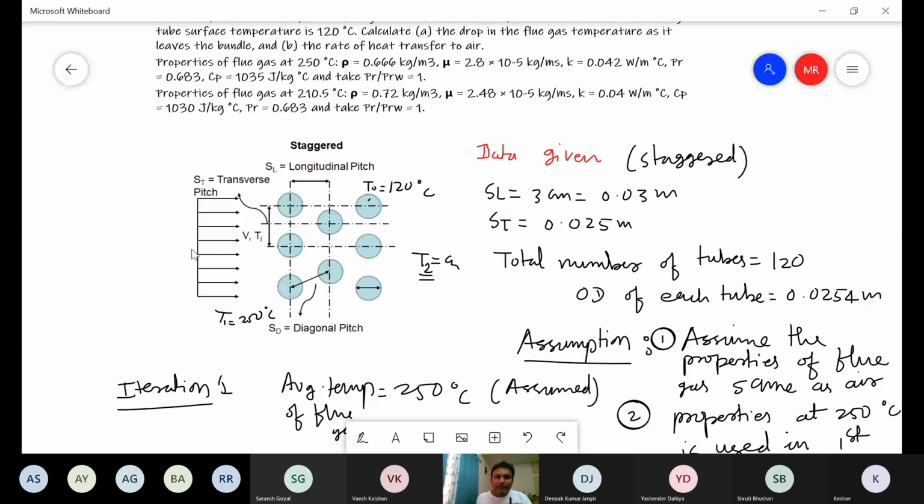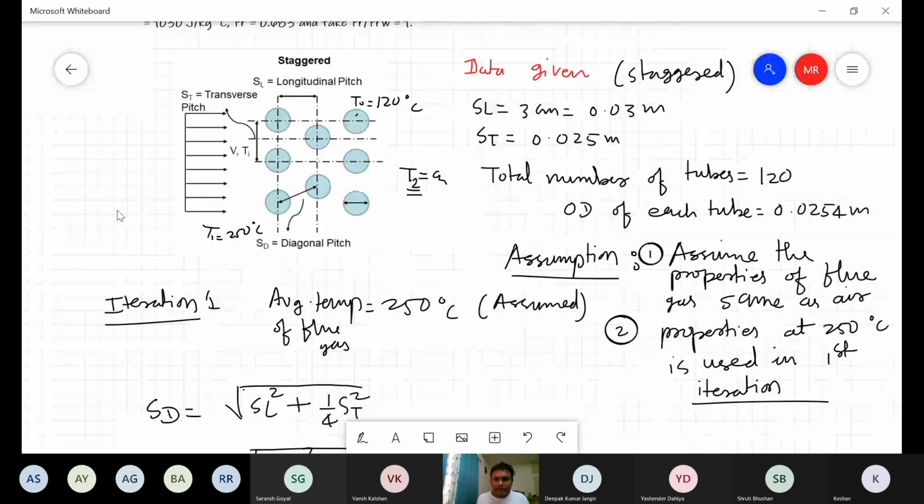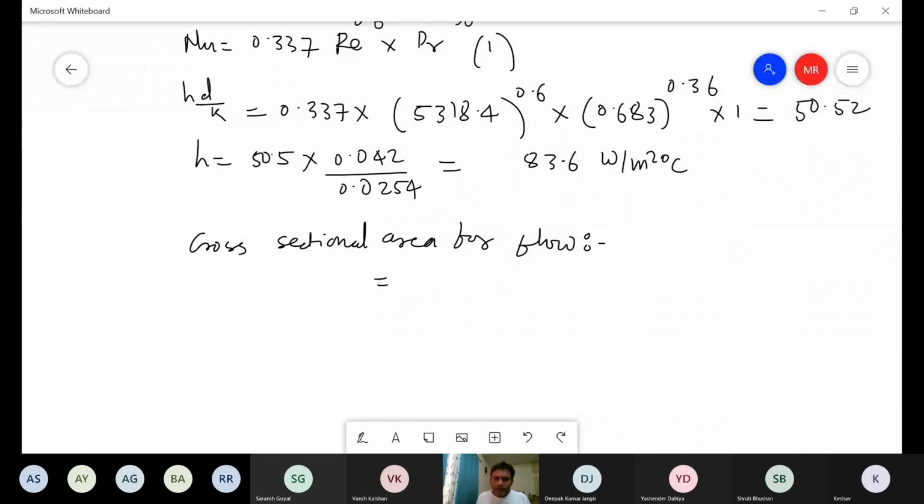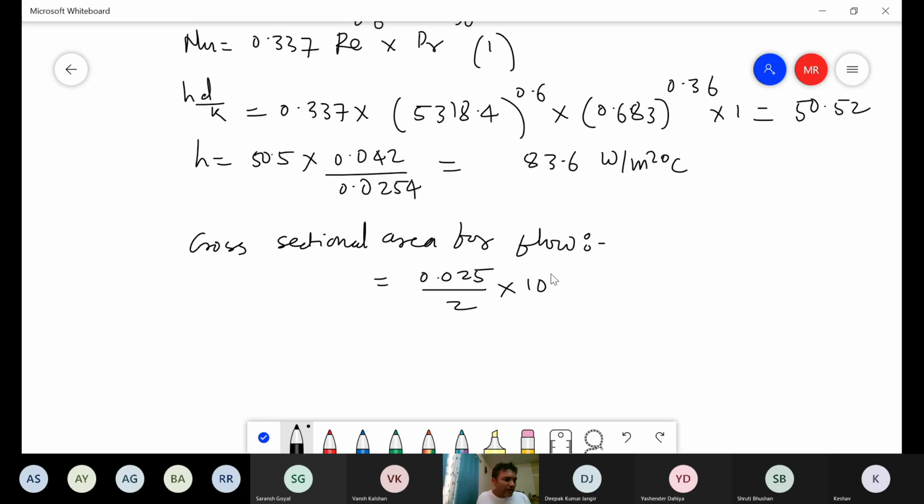Yes, sir. So the transverse pitch is already given, that is 0.025 divided by 2, multiplied by 10 rows, isn't it? And multiplied by the length of each tube, which is 1. So this becomes, anybody? 0.125. 0.125 meter square.